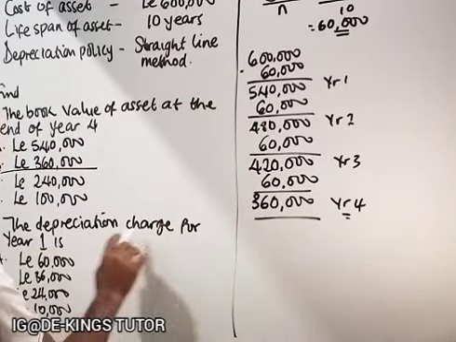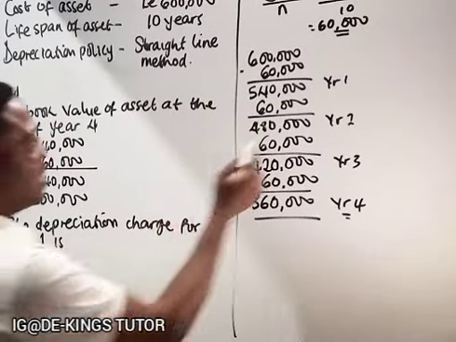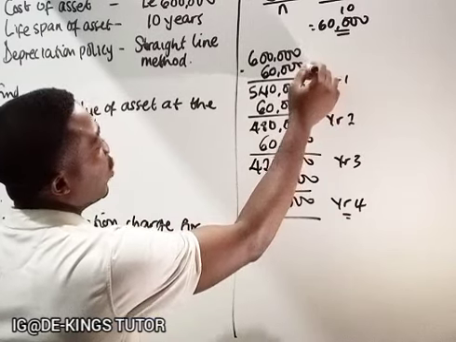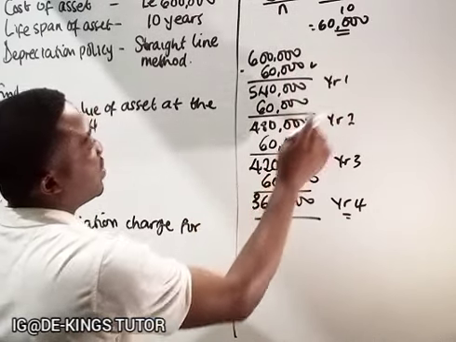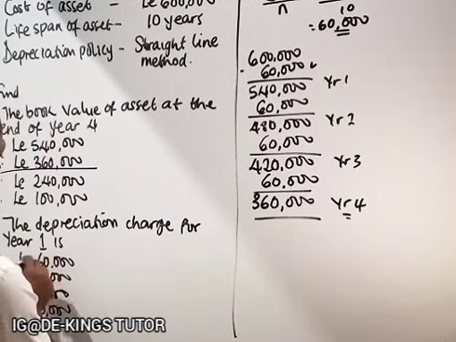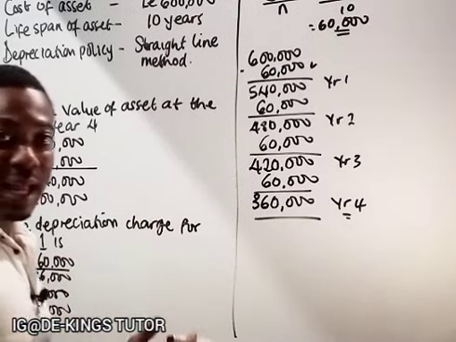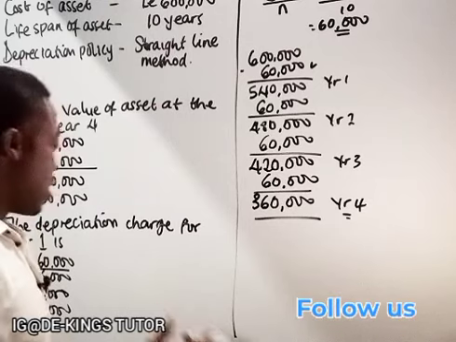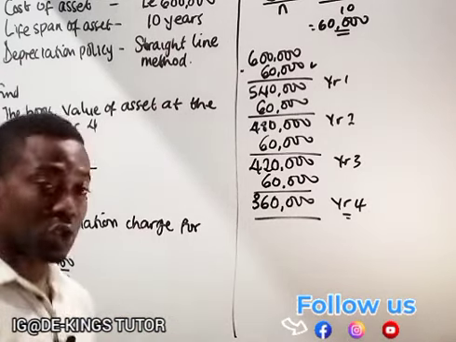The second one said the depreciation charge for year 1. This is the depreciation charge for year 1, it is 60,000. Since it is straight line method, it means it is the same each year. Okay, so it's 60,000. So that's how to solve this question.